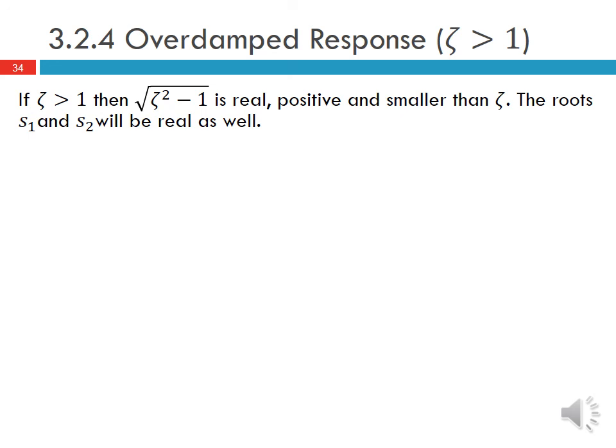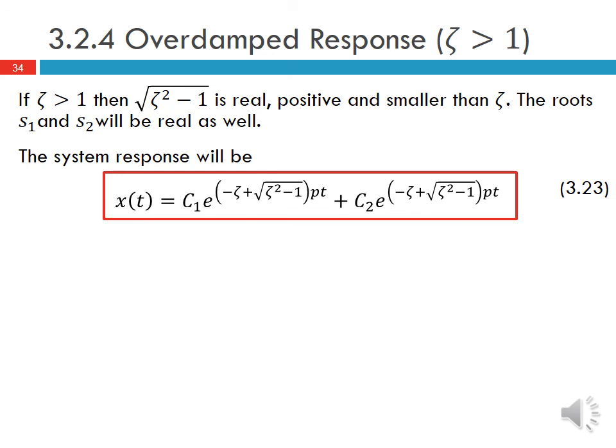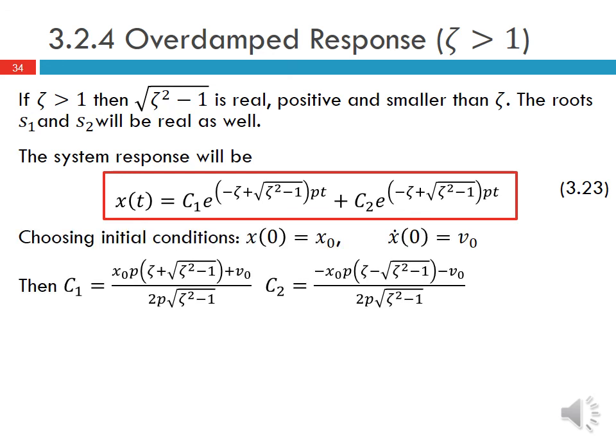The last option to consider is the overdamped response, so if zeta is greater than 1. If zeta is greater than 1, then the square root of zeta squared minus 1 is real, positive, and smaller than zeta. So the roots S1 and S2 will be real as well. The system response will be given as shown here. With the initial conditions, initial position x naught and initial velocity v naught, we can find expressions for these values C1 and C2. And so the response is given as shown here, just by plugging these values of C1 and C2 into our equation.